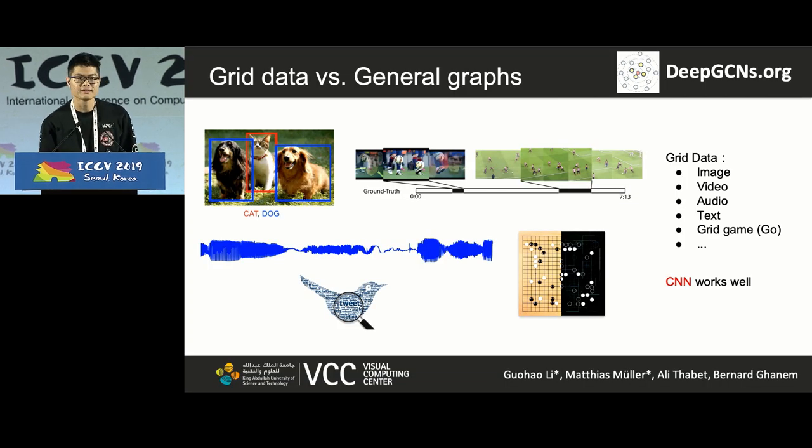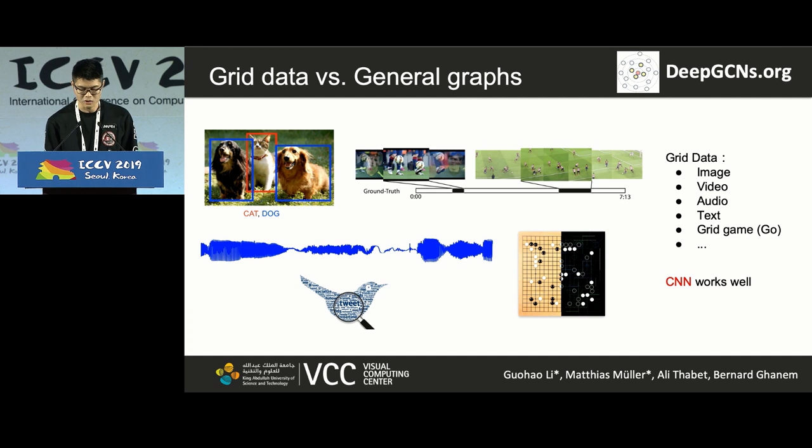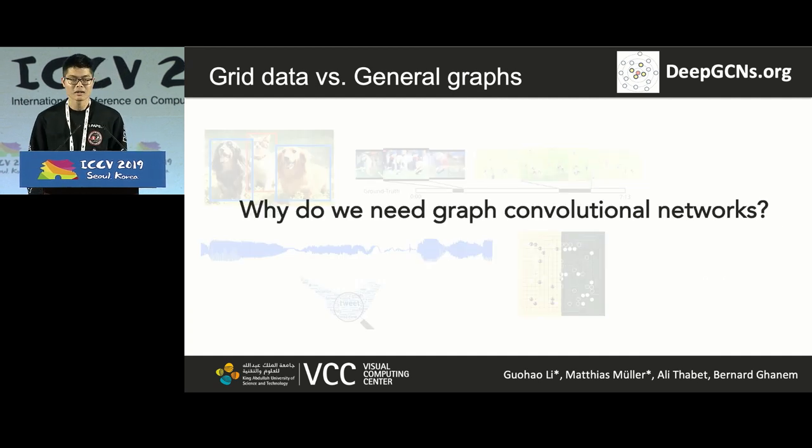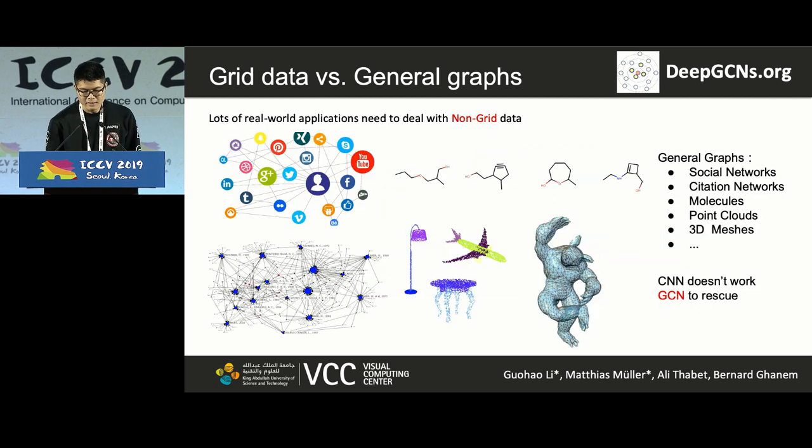As we know, CNN works extremely well in representing grid data, such as image, video, and so on. Then, why do we need graph convolutional networks? Because in lots of real-world applications, we need to deal with graph structured data, such as social network, citation network, molecules, point clouds, and 3D meshes.